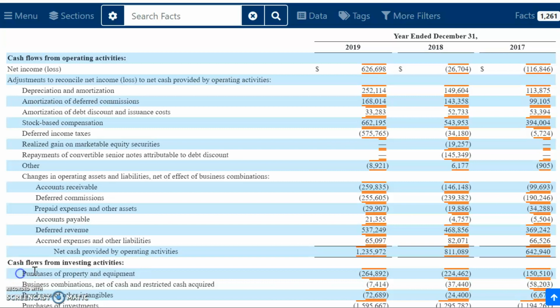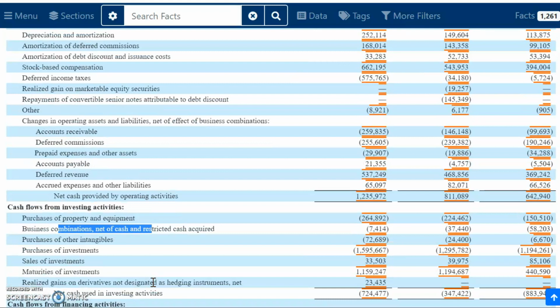You need to look here at purchases of property and equipment, and you need to look at business combinations. Business combinations is another word for acquisitions. You need to consider that, and you need to consider this figure here as well. In the case of ServiceNow, I've chosen it specifically because it's not one of these shocking players. There are other companies that are significantly worse in terms of being a regular acquirer.